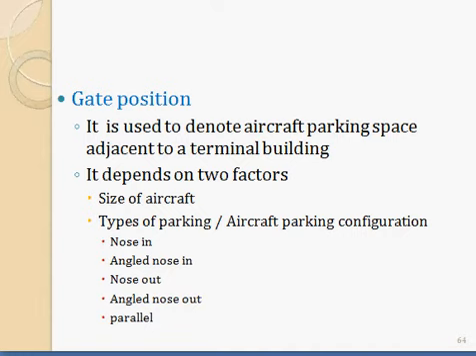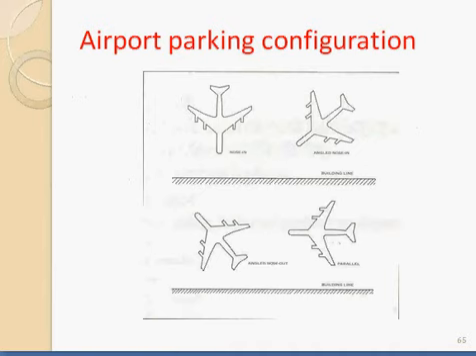So here we are dealing with how one aircraft is parked. Mainly there are five types of parking for each aircraft, that is nose in, angled nose in, nose out, angled nose out, and parallel. So usually in an apron area, all the aircraft will be parked in a similar manner. Nose in parking means the nose of the aircraft will be pointed towards the terminal building. So that is known as nose in parking.